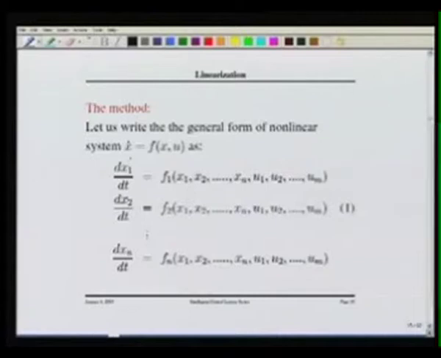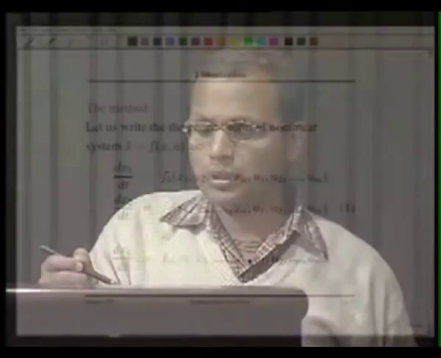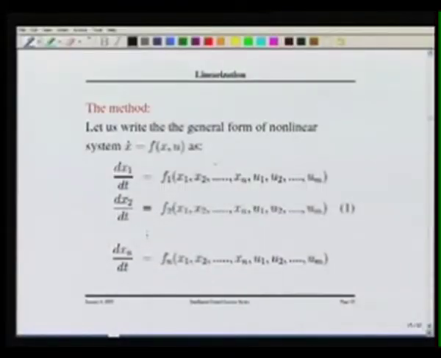Let us write the general form of the nonlinear system x dot equal to f(x, u) as written. We have x1, x2, ..., xn, there are n states. So, dx1/dt is f1 of x1, x2, ..., xn, and u1 to um, we have m inputs. This is a generalized, very explicit way to write the compact notation x dot equal to f(x, u).